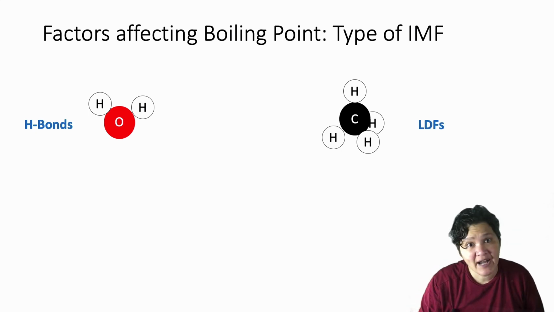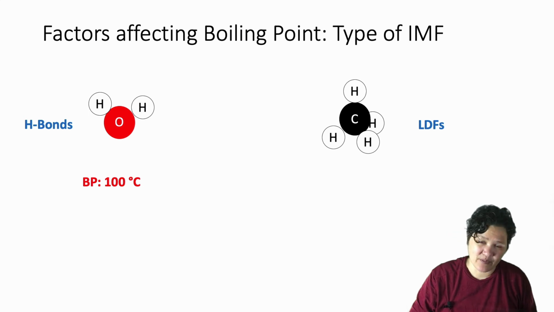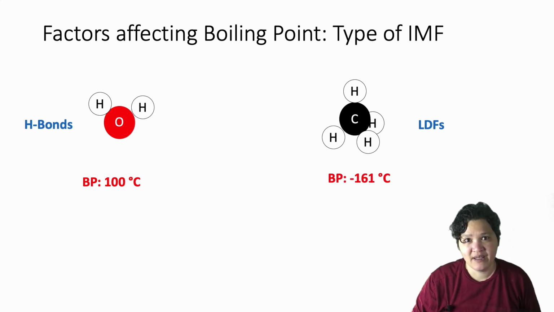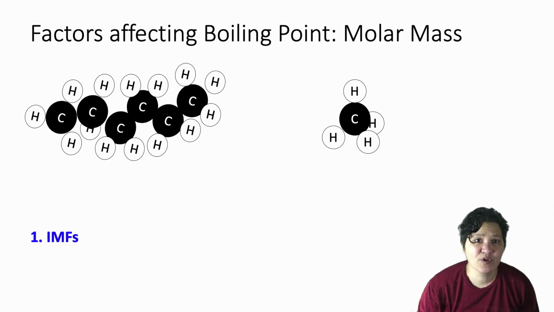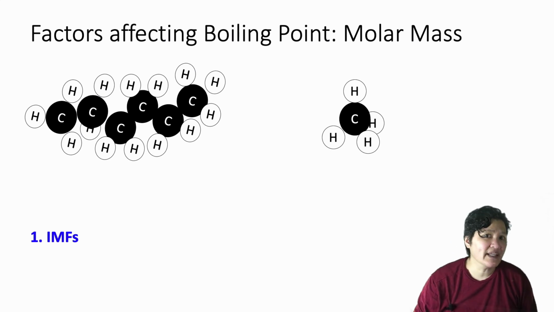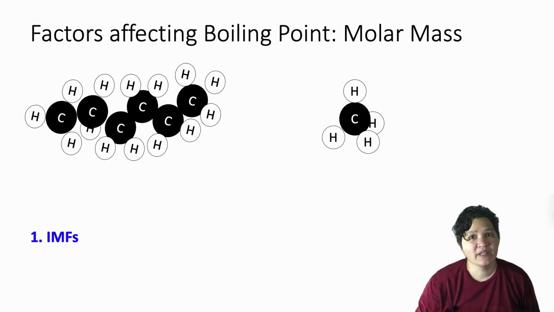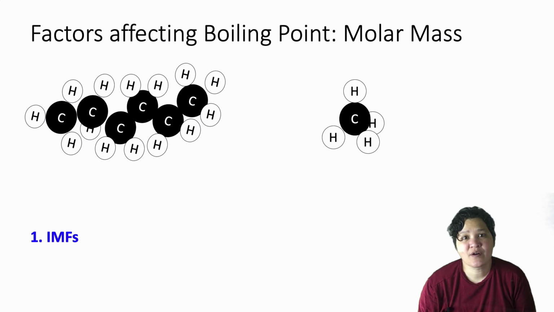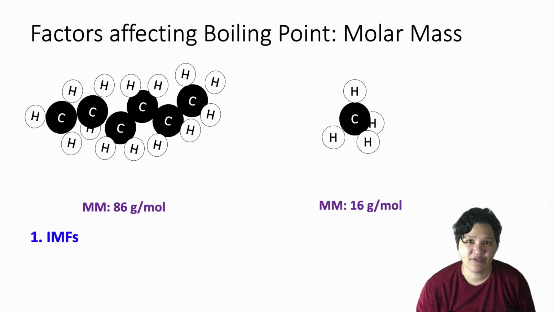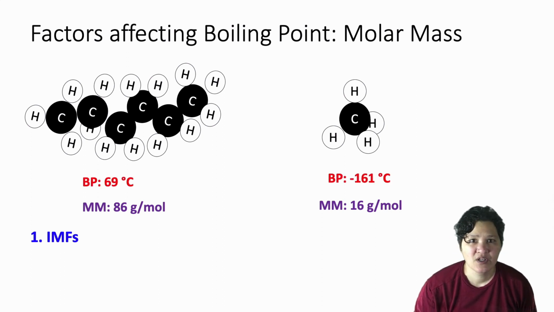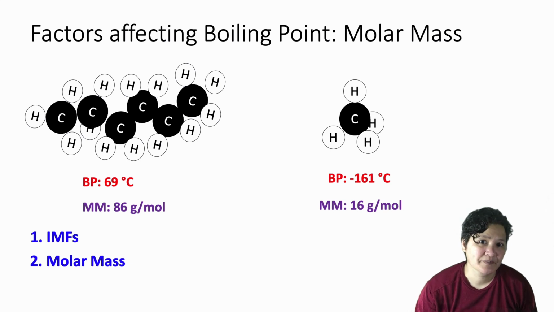We'd expect water to have a higher boiling point, and indeed it does. Its boiling point is 100 Celsius as opposed to methane's minus 161 Celsius. So we always consider the type of intermolecular force that is present. Second, consider the molar mass of the molecule. The more atoms a molecule has, and the heavier those atoms are, the more electrons they will have, and therefore the easier it will be to get an instantaneous dipole. So London dispersion forces in particular will be strongest in the heaviest molecules. Here we see hexane, which is much larger than methane, and of course then it has a much higher boiling point. So you always want to keep the molar mass in mind.